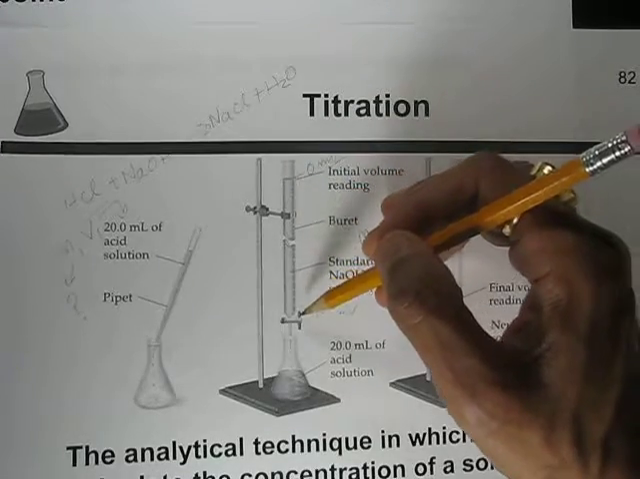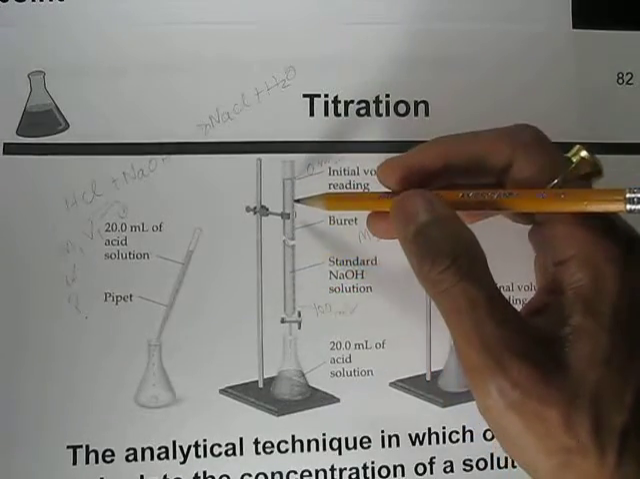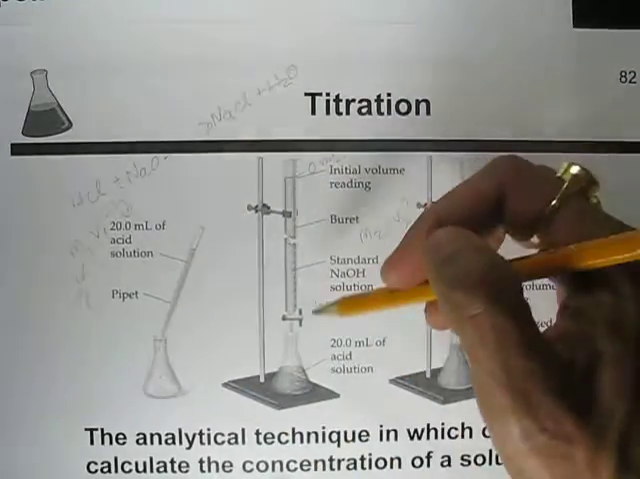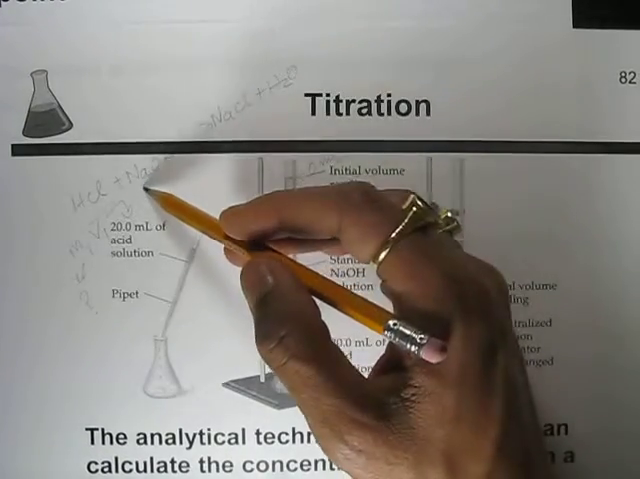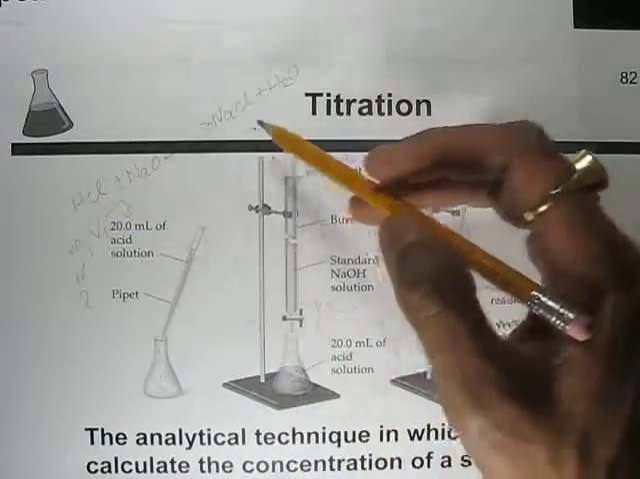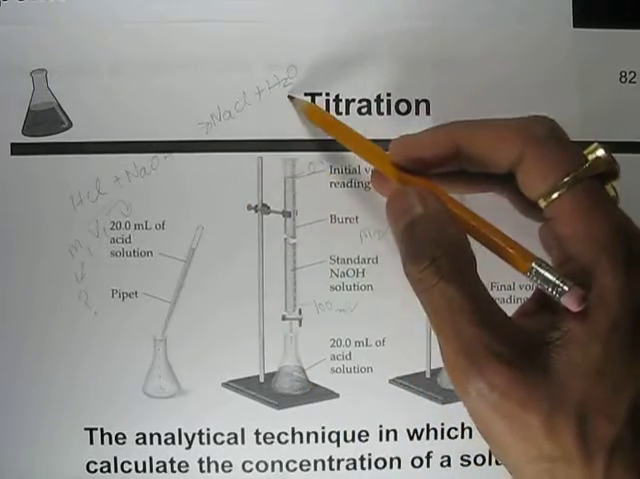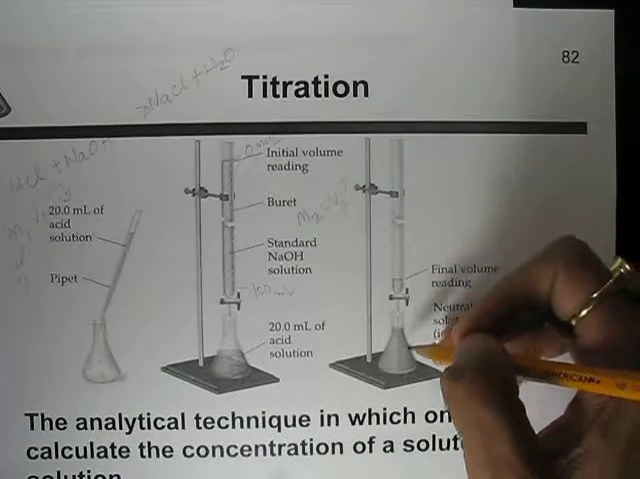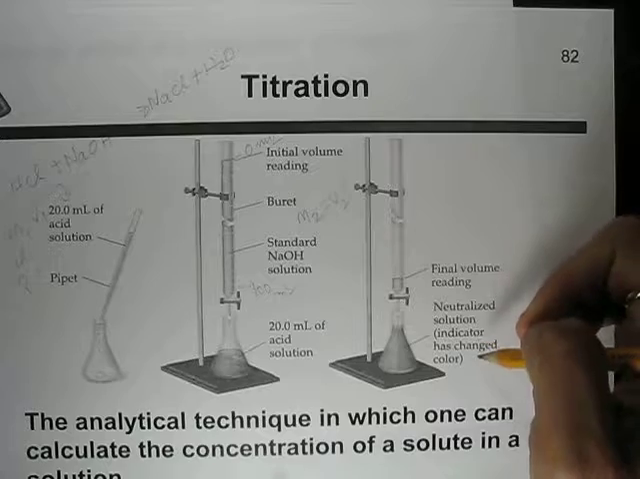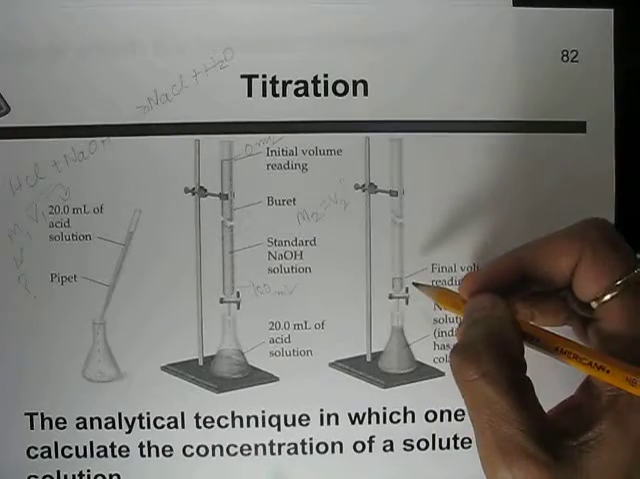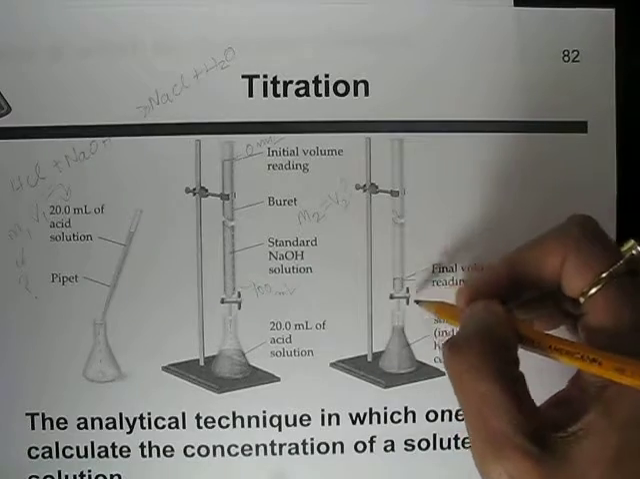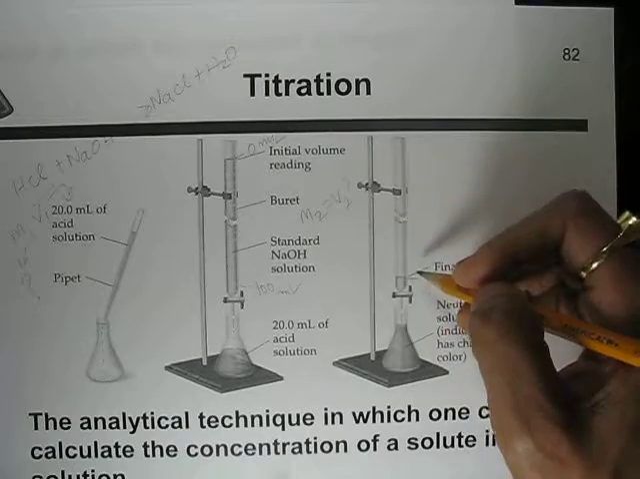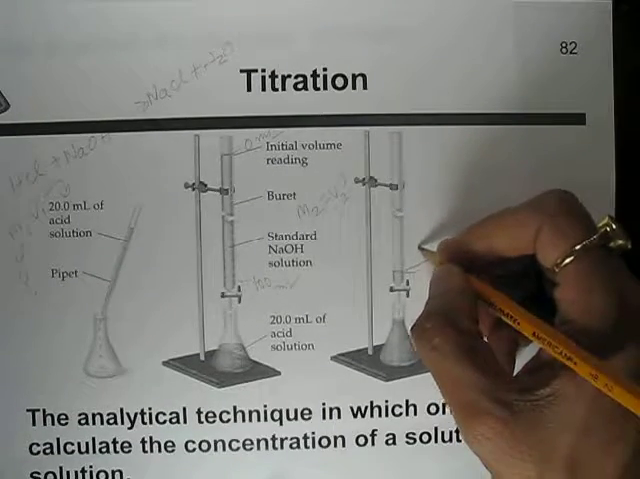You have to open the stopcock, and then slowly the sodium hydroxide solution will be poured into the HCl solution, and the sodium hydroxide will start reacting with HCl. It will start making sodium chloride and water, and after a certain point, when you see the color of the indicator has changed, you can stop, and then read the volume written here. Suppose it is 95 ml.